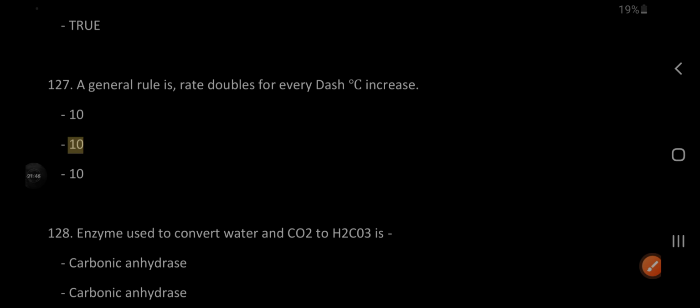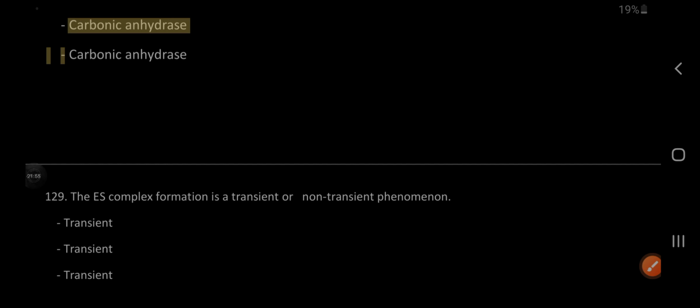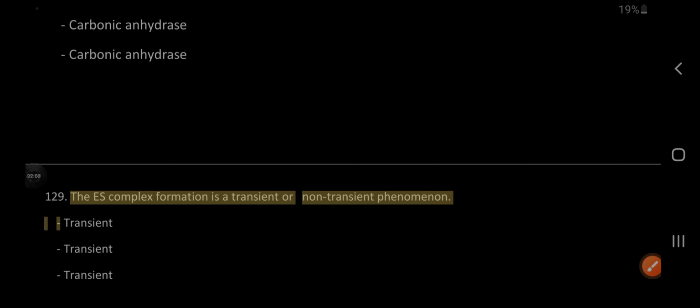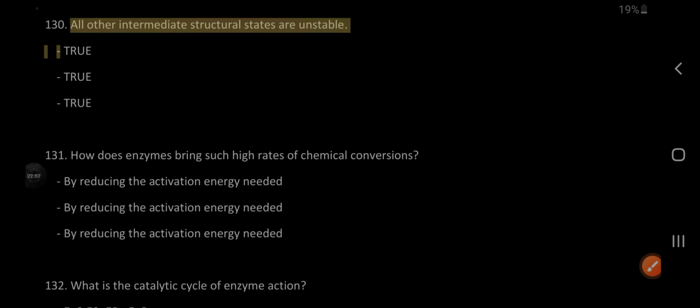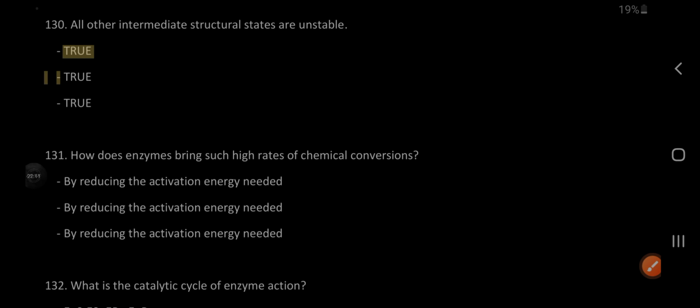128. Enzyme used to convert water and CO2 to H2CO3 is carbonic anhydrase. 129. The ES complex formation is a transient or non-transient phenomenon. Transient. 130. All other intermediate structural states are unstable. True. 131. How do enzymes bring such high rates of chemical conversions?